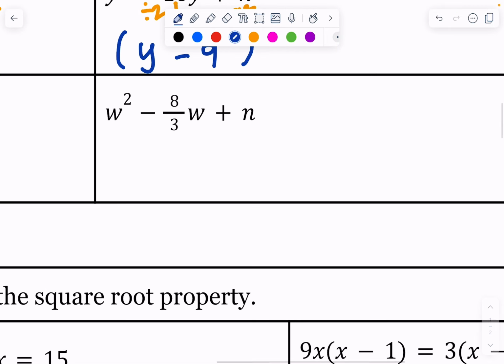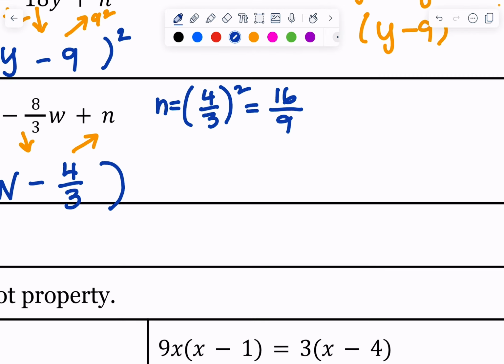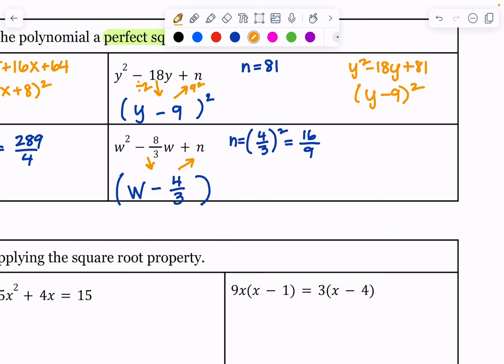All right, last one is already a fraction, so it's a little weird. We're going to have w, and then to go down, we're going to divide this by 2, and we're going to get 4/3. I went kind of fast, but 8/3 divided by 2 would be 4/3. To go back up here, we're going to square 4/3, so n equals 4/3 squared, so that would be 16 over 9. So that's n. But just so you can see what we're doing again, all that means is w squared minus 8/3 w plus 16 over 9 is a perfect square because it can be written as w minus 4/3 squared. I forgot to write the squared over here.